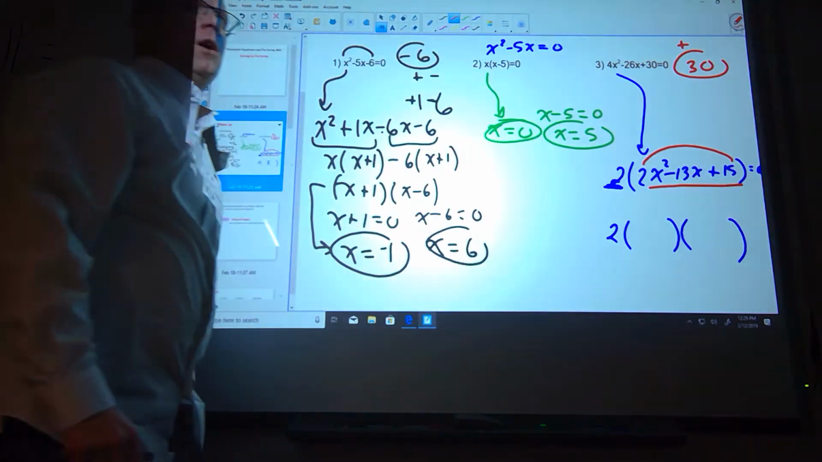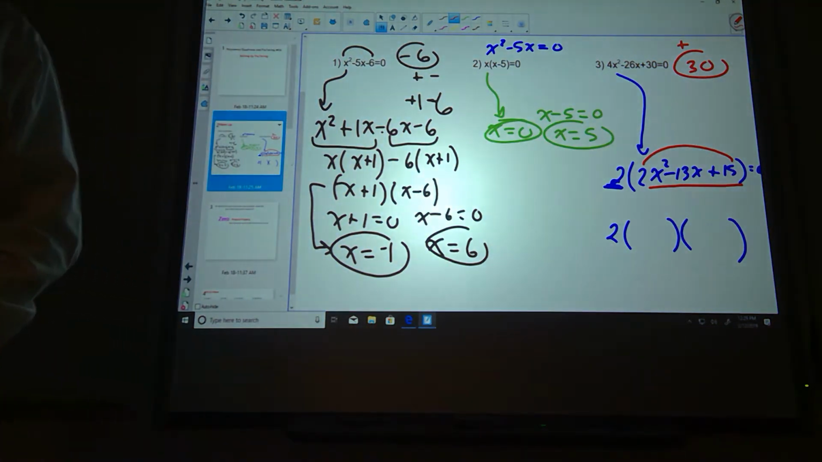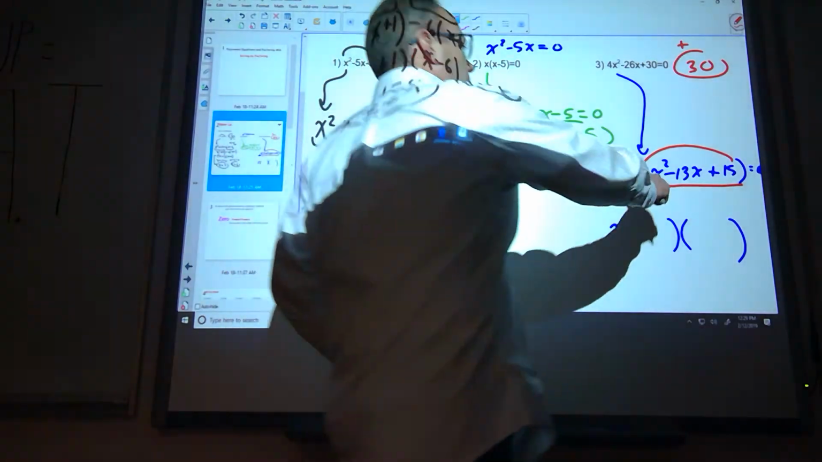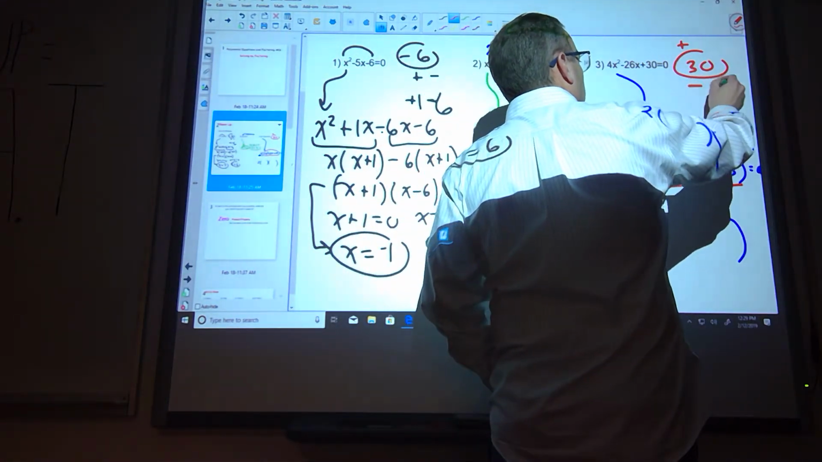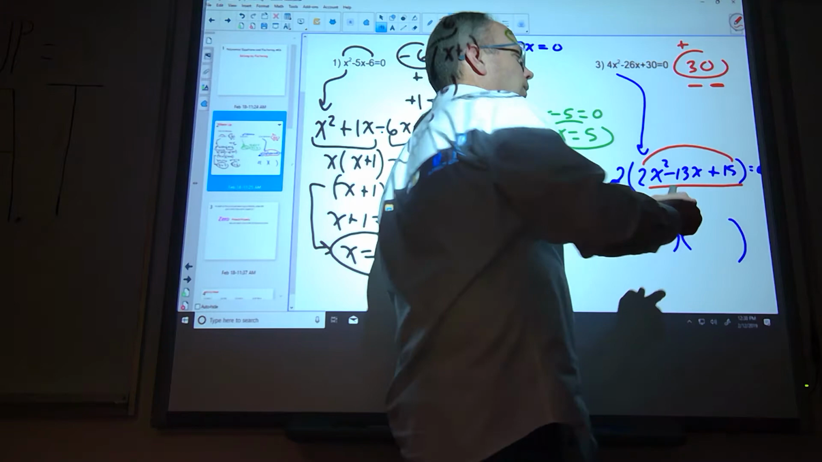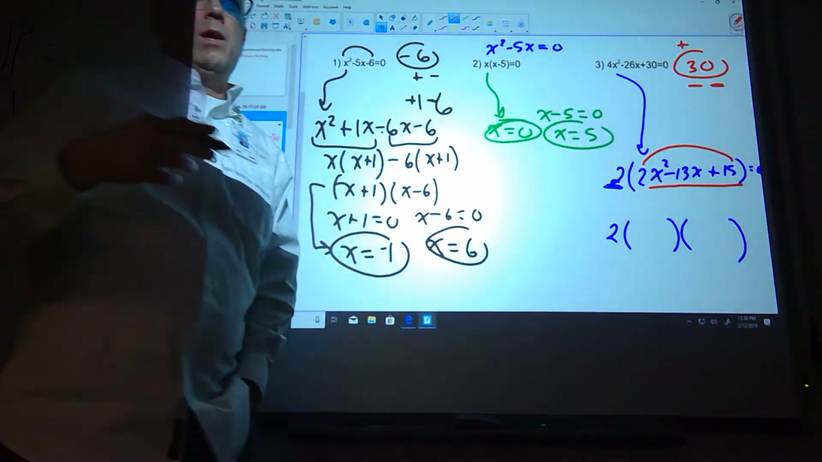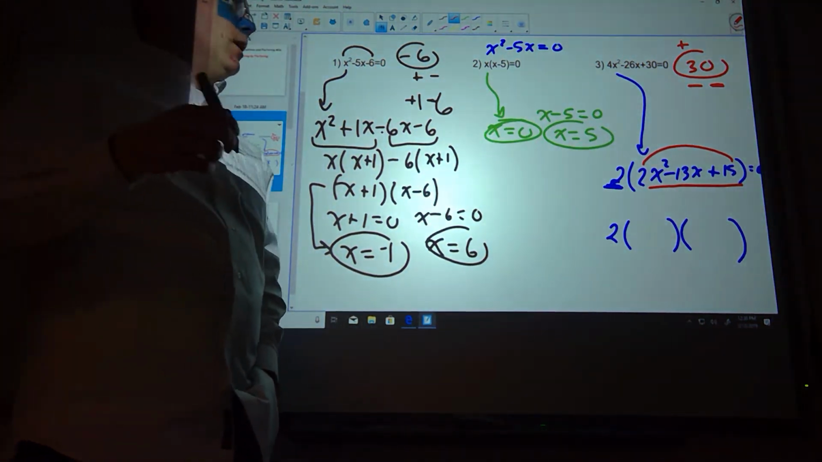So when we multiply two numbers to get a positive, they can both be positive and they can also both be negative when multiplying them. So are these both positive or both negative? Both negative? They're both negative because of that. Okay? So they're both negative. So what factors of 30, both being negative, when I combine them together, give me negative 13?